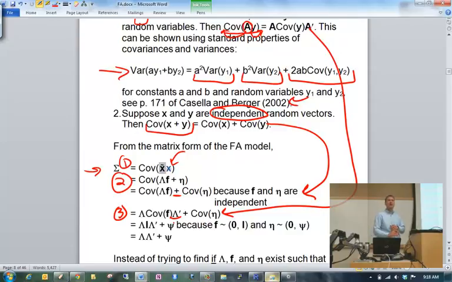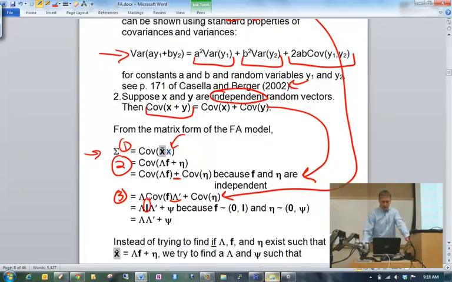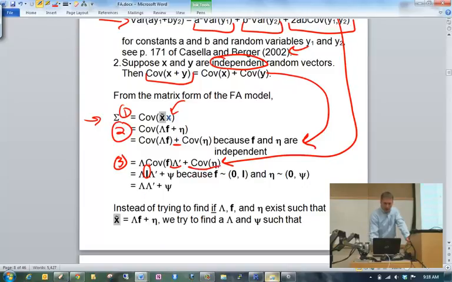Well, what's the covariance matrix of f? Remember, we have a mean of 0, variance of 1. The f's are all independent of one another. So what's the covariance matrix of f? I, the identity matrix. The covariance matrix for eta, remember we called it psi, a diagonal matrix that has psi 1 through psi p on the diagonal. And, of course, lambda times I is just lambda. And so this is what we're left with.